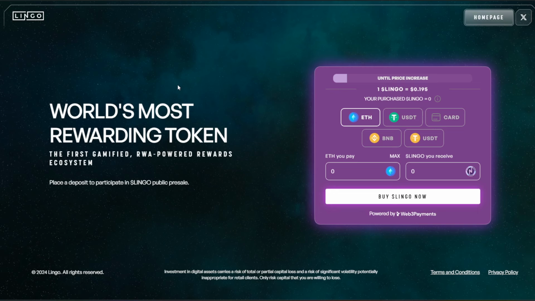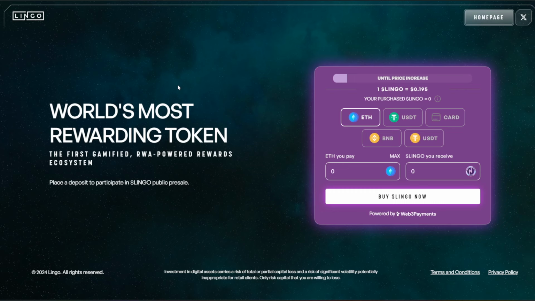What sets Lingo apart is its focus on real-world assets. It's also known as RWA, and that integration means Lingo is not just another digital coin floating in the crypto space. It has tangible applications tied to real-world assets. This factor adds a layer of security and potential for growth that many other cryptocurrencies lack. Investors are increasingly looking for cryptocurrencies that offer more than just speculative value, and Lingo fits the bill.